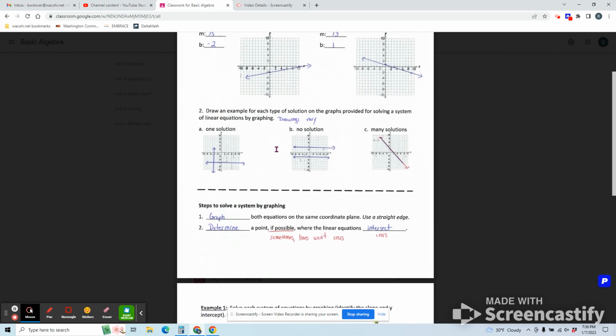Number 2 says, draw an example for each type of solution. We saw this yesterday for the first time, so you may or may not quite remember it. Your drawing or your answers could vary. This is just what I came up with.